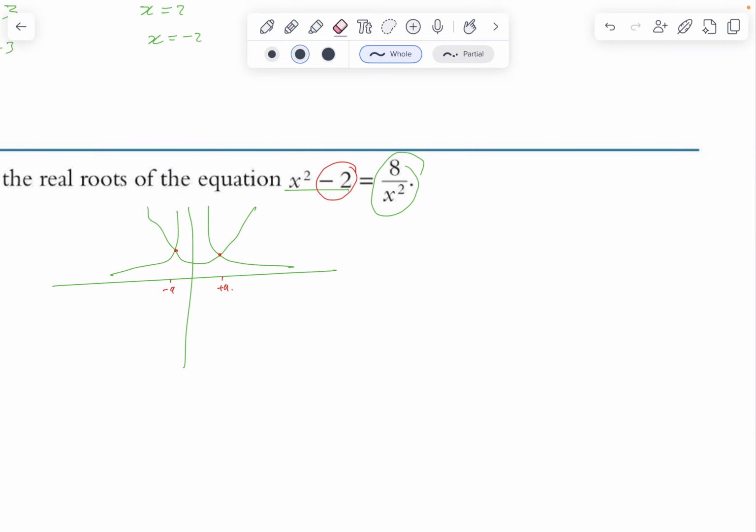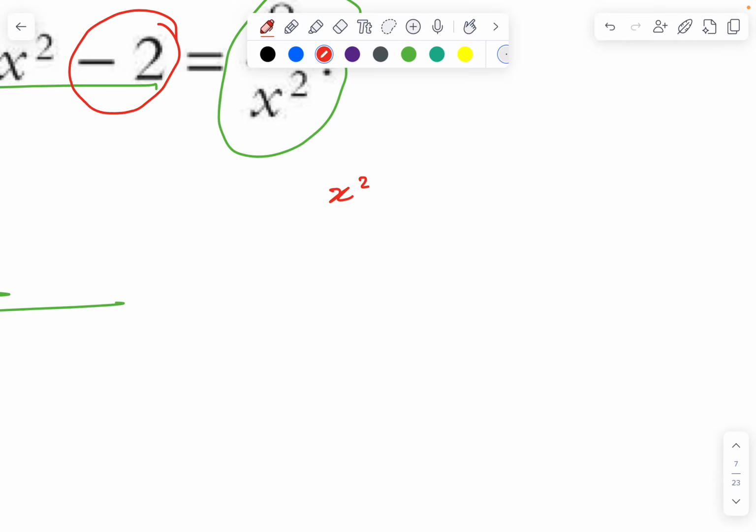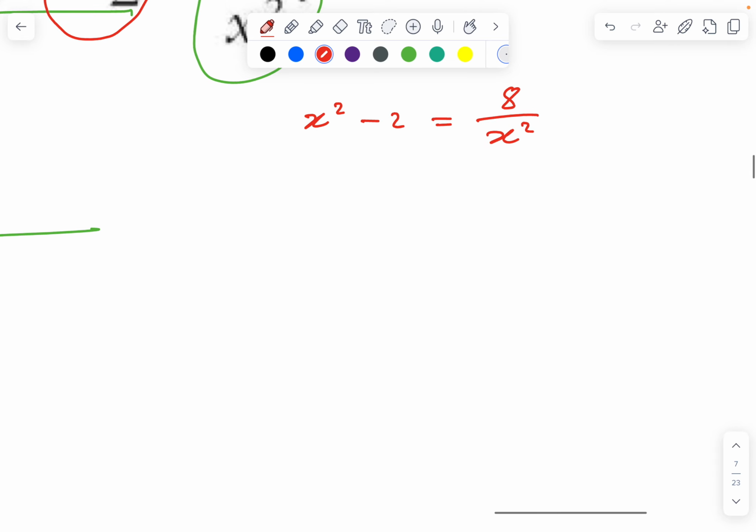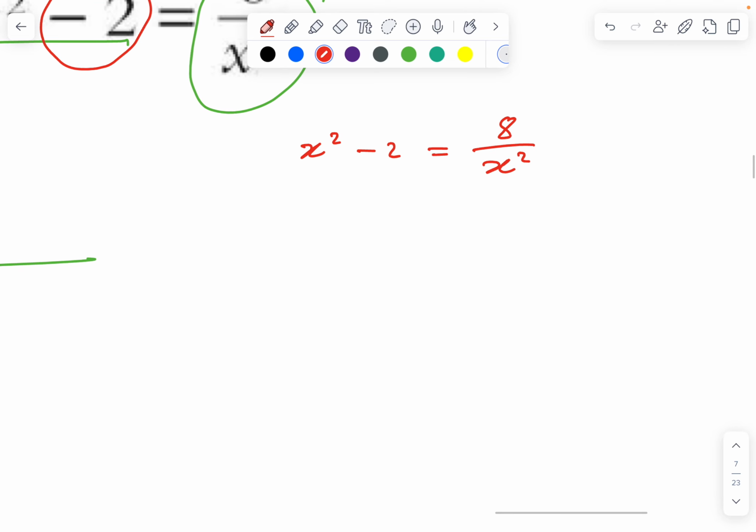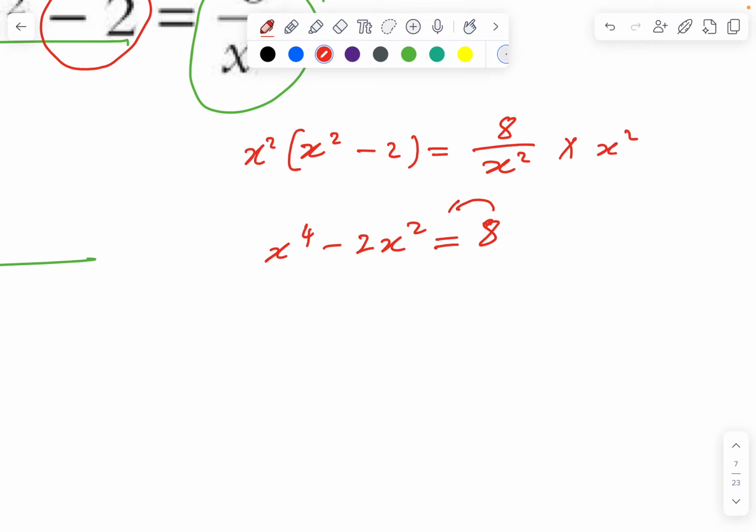Let's just start here. x squared minus 2 equates to 8 over x squared. Now you want to make sure that this is revealing its true identity, which is a quadratic equation in disguise. So you're going to multiply both sides by what? By the denominator to remove the fraction. So it's x to the power of 4 minus 2x squared equates to 8. And now you take this 8 to this side. So it's x to the power of 4 minus 2x squared minus 8 equates to 0.